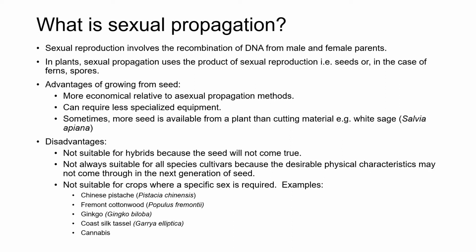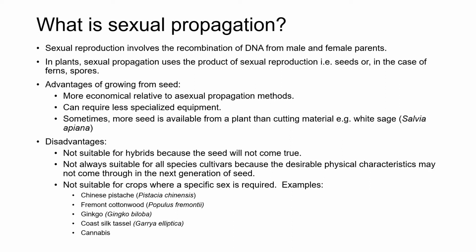In contrast, asexual reproduction involves no recombination of DNA from male and female parents, and the resulting offspring are clones. They are genetically identical to the parents, and we'll be talking about asexual propagation techniques in other modules. In agriculture and horticulture, sexual propagation uses the product of sexual reproduction, i.e. seeds, or in the case of ferns, spores.